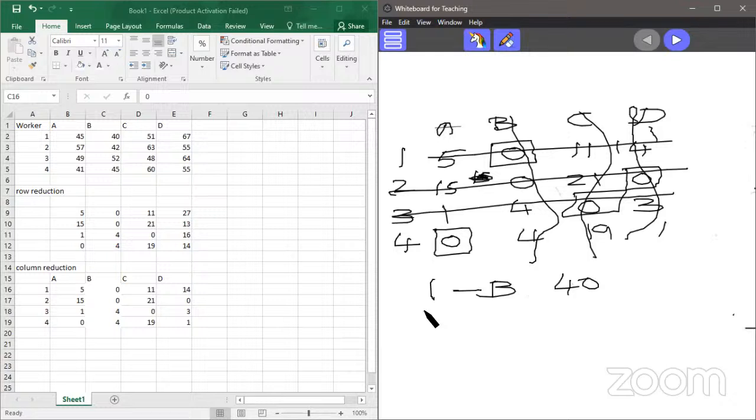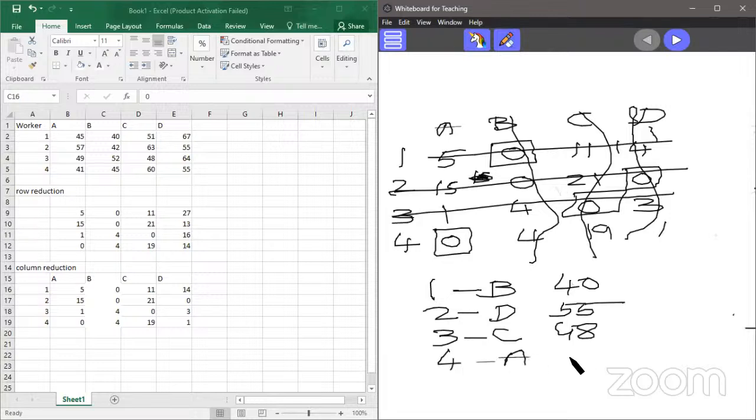Okay. Worker 2 has got job D. How much time is he taking? 55. 55. Worker 3, job C. C. How much time? 48. 48. And worker 4, how much? A job. Job A, how much time? 41 minutes. So this is the assignment and this is the total time taken. That's all. This is your solution. Is that clear?